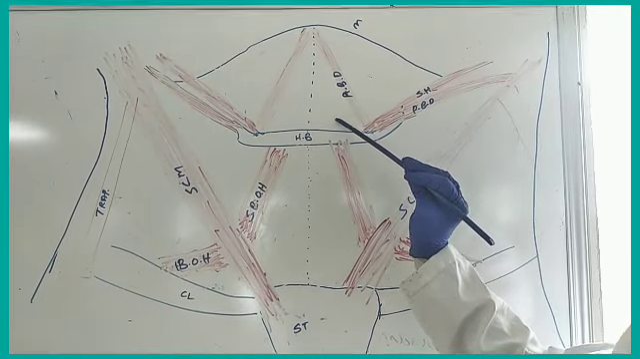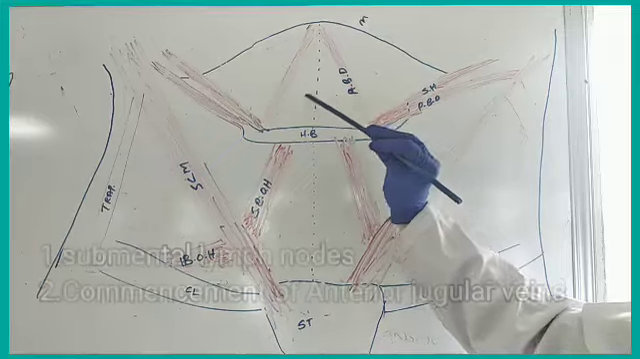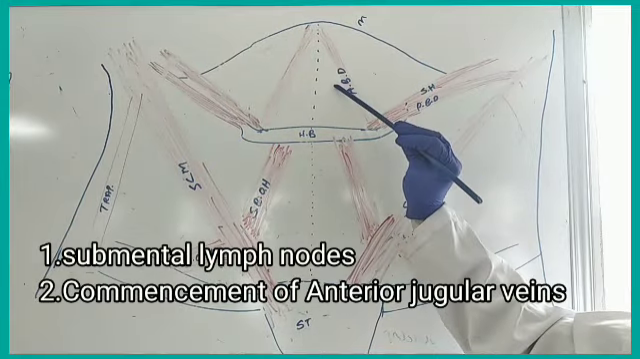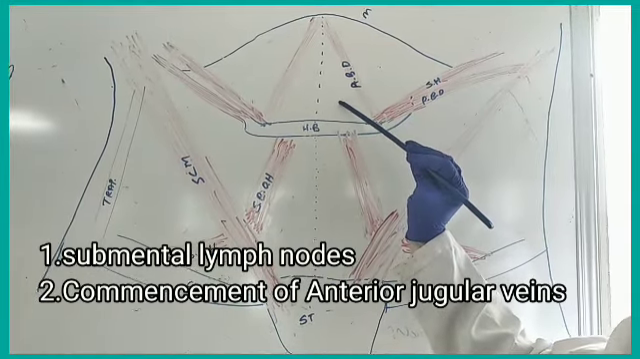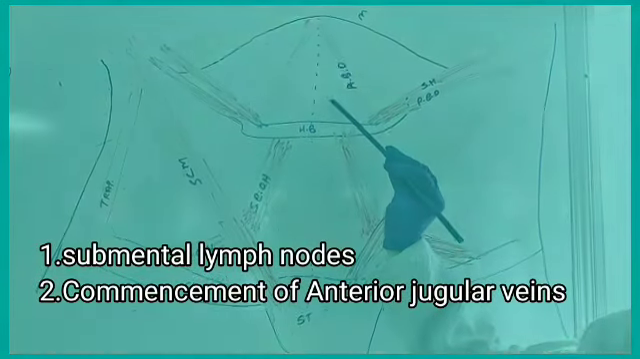If we explain the contents, in this triangle we have only two contents: two to four tiny lymph nodes, called the submental nodes. And again we have the beginning of the anterior jugular veins from this triangle.